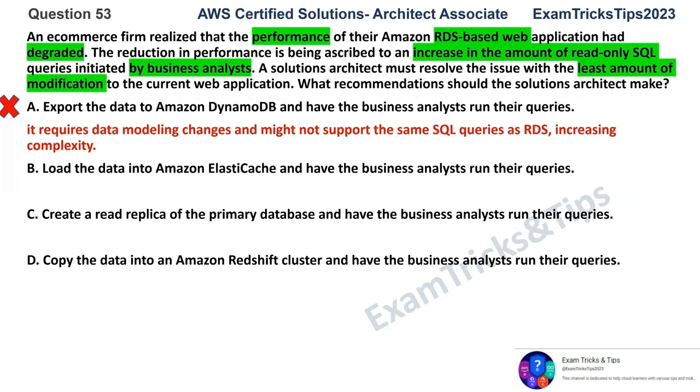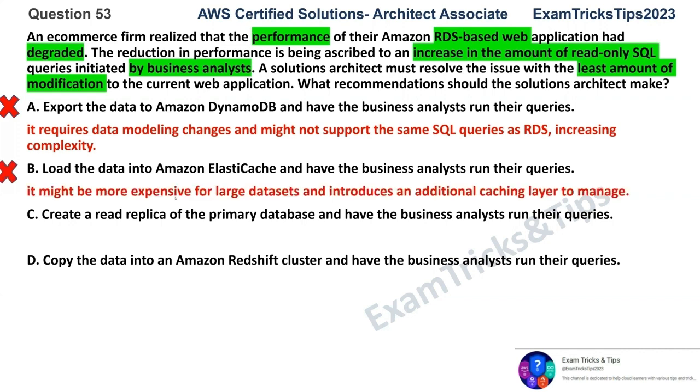Let's look at the next option. Option D is another wrong option. It says copy the data into an Amazon Redshift cluster and have the business analysts run their queries. Now this will work because you're copying the data into a data warehouse, but a data warehouse solution is used when you have a huge amount of reports to be run. And this is not the application. And we have said for the given problem, we want to make the least amount of modification. This is not the least amount of modification.